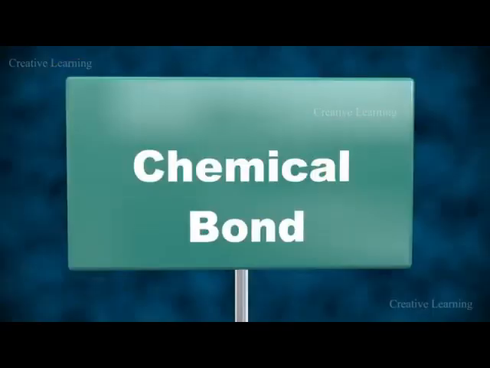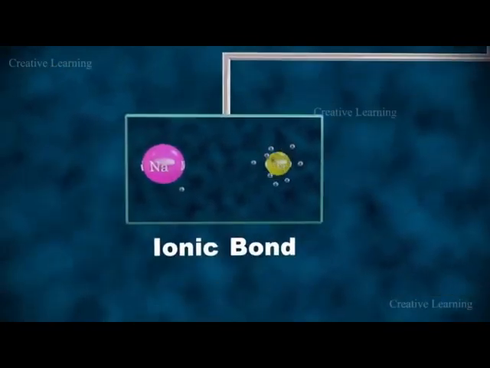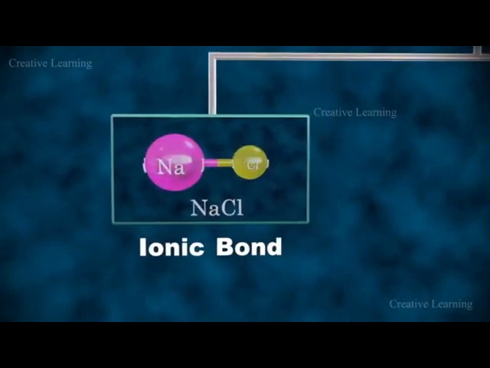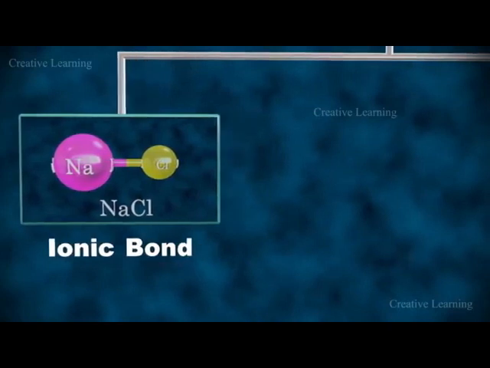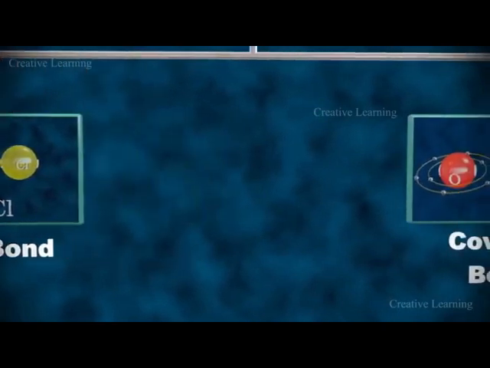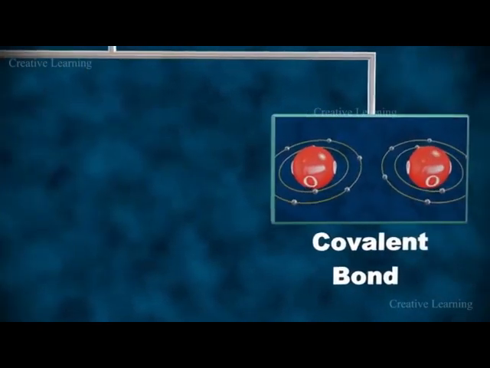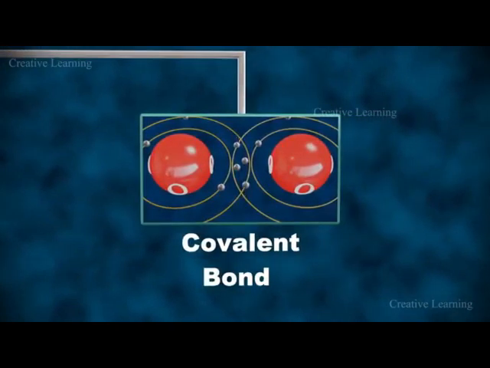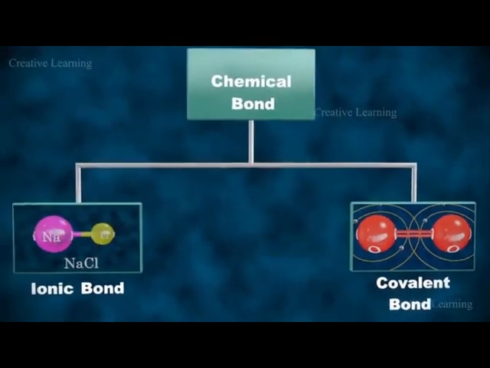The chemical bonds are broadly classified as ionic bond, and covalent bond. Let us discuss these chemical bonds in detail in this module.